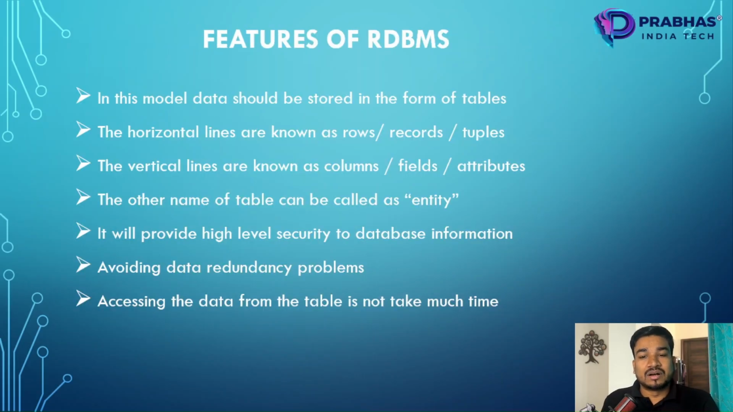Okay, and here we have the features of a relational database management system. We have already discussed that we can apply indexes there. We store the data in the form of tables, in which we have rows and columns. The horizontal lines we call rows, and the vertical lines are columns. Also we can avoid data redundancy in an RDBMS. We can also fetch the data within a fraction of a second, so it does not take much time. So these are the features of a relational database management system.